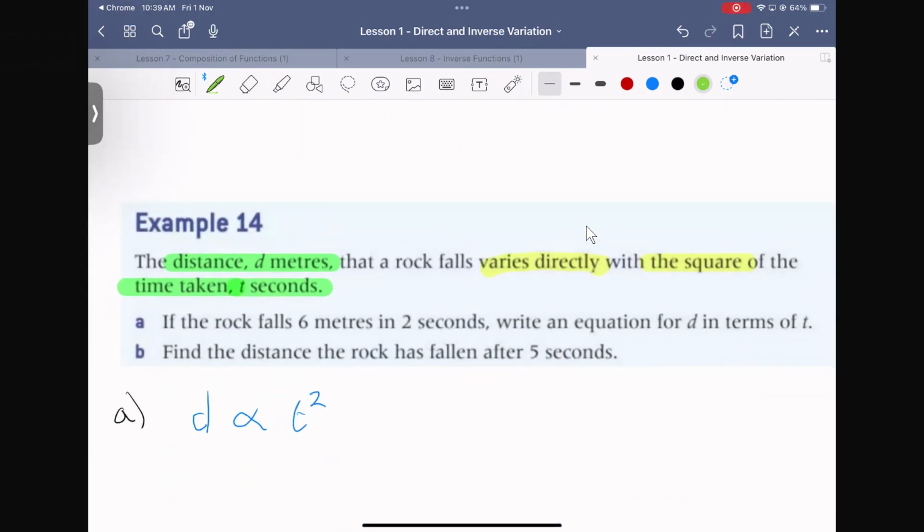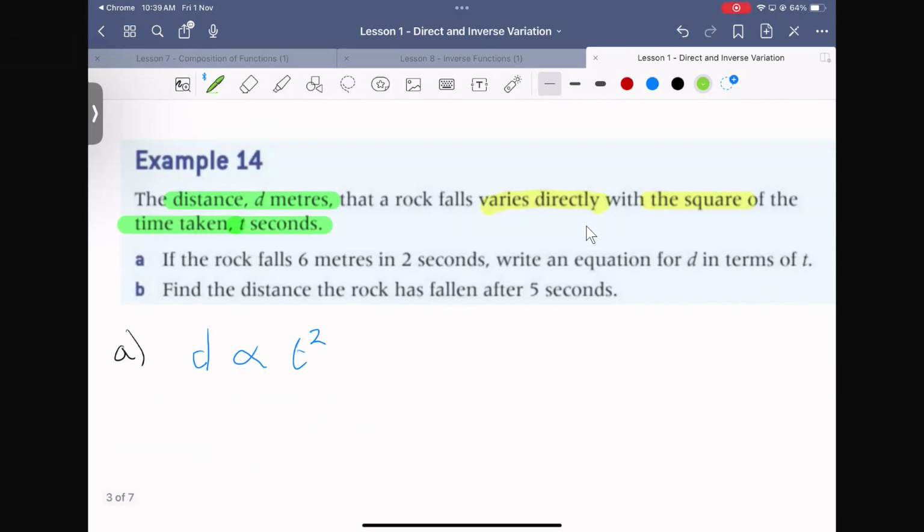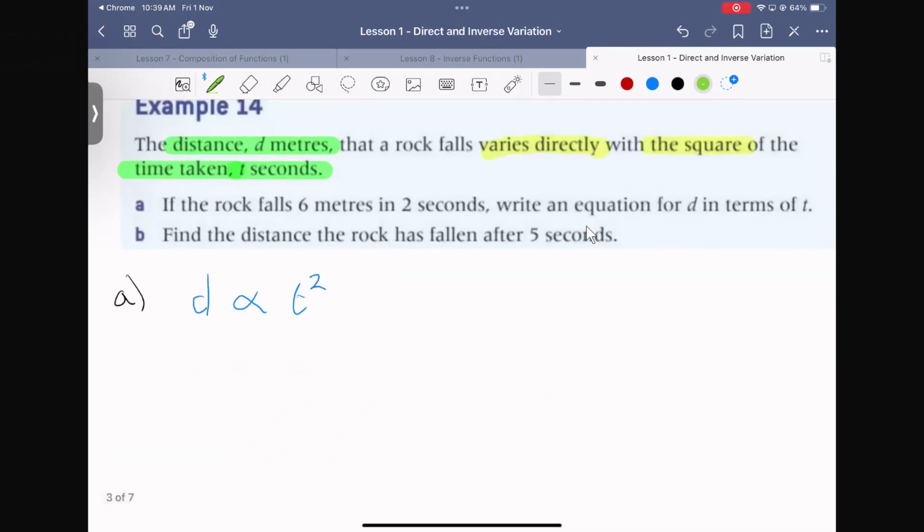So in this case, it tells us that it varies directly, and it tells us it varies directly with the square. So we need to insert our constant of proportionality. So we've got D is equal to K times T squared. Now in the question, it's going to give us two values. It gives us this number here, 6 meters, and it gives us this one here, 2 seconds. Now looking at the 6, is that D or T? How do we know that's D?